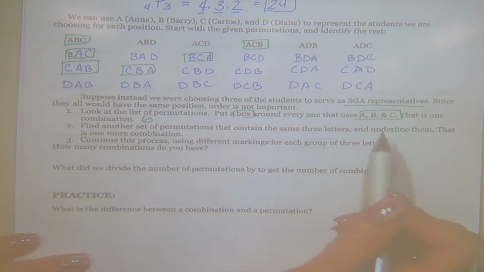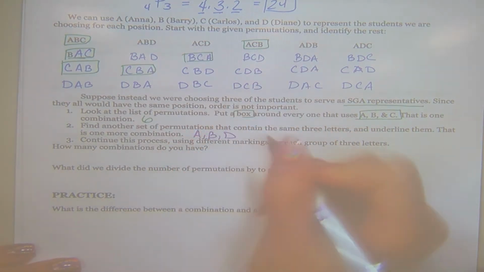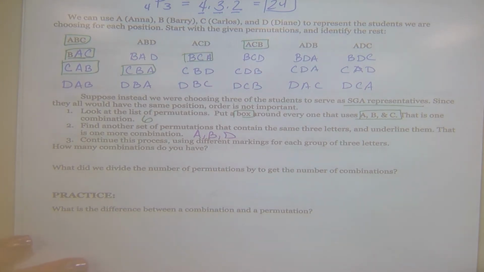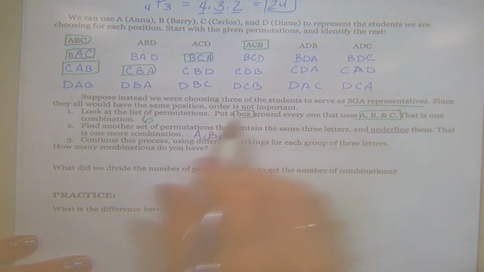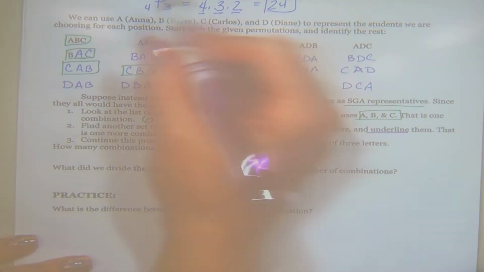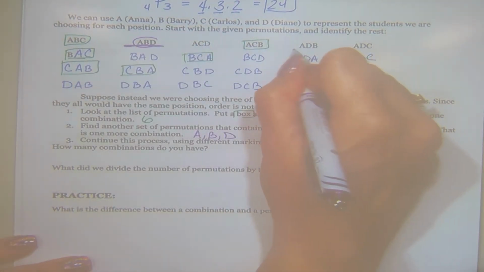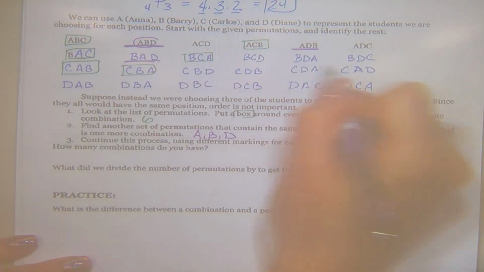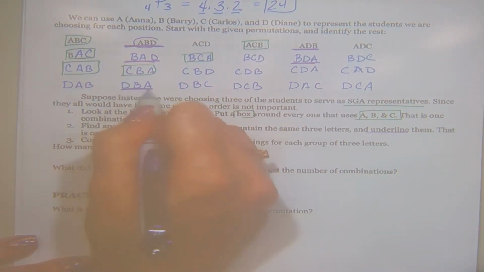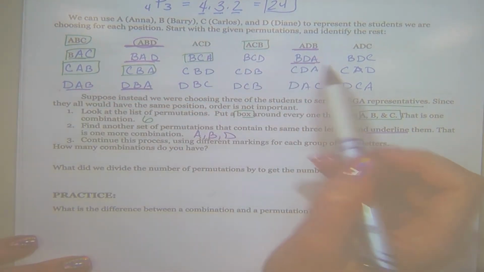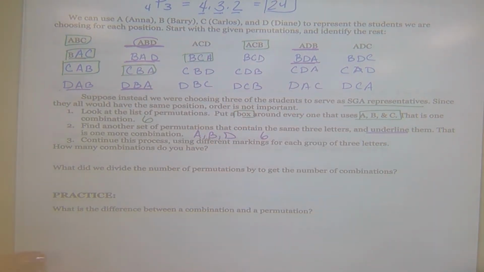We did Anna, Barry, Carlos. Let's do Anna, Barry, Diane, ABD. So what does it say? Underline. We're going to underline any time you see Anna, Barry, Diane. Oh, underline. There's my first mistake. That was supposed to be underlined. Anna, Barry, Diane. Doesn't matter the order. So I find I have 1, 2, 3, 4, 5, 6 that are underlined, Anna, Barry, Diane.